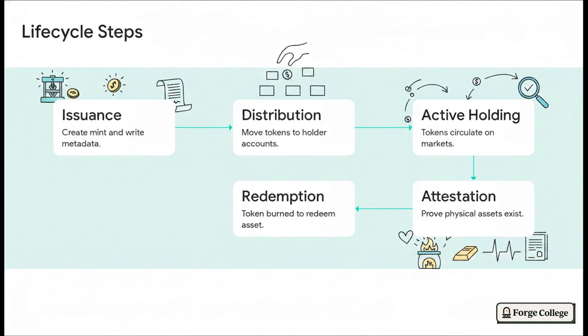Step 3 is active holding, where the tokens circulate out there on secondary markets while we actively monitor health and variance. Step 4 is attestation. This is the heartbeat of the system, where we actually prove the physical assets still exist. And step 5 is redemption, which is burning the token to redeem the physical asset. It's a journey moving sequentially from the initial minting of the receipt all the way to final settlement.